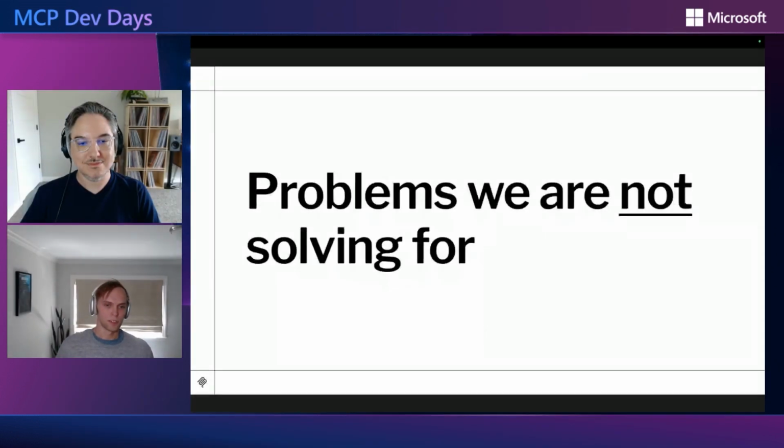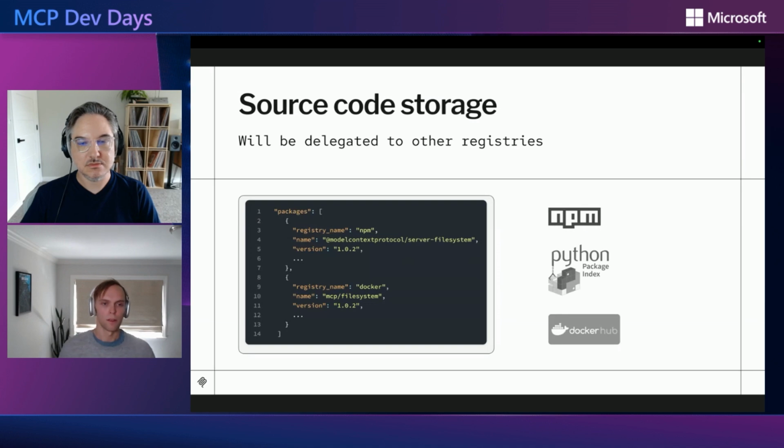So that's what's in scope for what we are solving for. Problems we are not solving for. Again, just to reiterate, this centralized registry is just a starting point for the server discovery problem. It's not a complete solution. One thing we're definitely not going to solve or resolve is the source code storage problem.